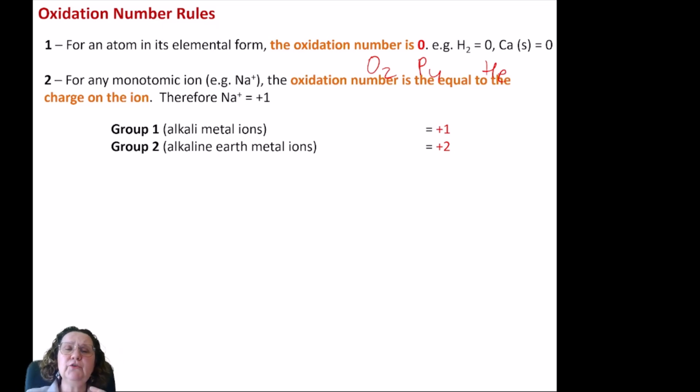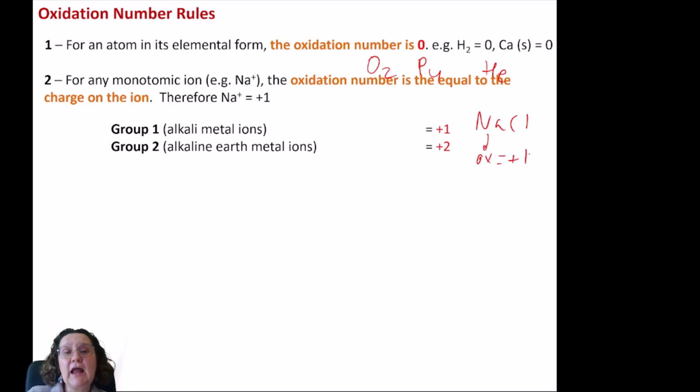Another rule: when you have what we call a simple ion, typically a cation, the oxidation number is the charge of the ion. For example, the group 1 alkali metal ions like lithium, sodium, potassium, they all have an oxidation number of +1, because that's the charge of their ion. For example, sodium in the compound NaCl has an oxidation state of +1.